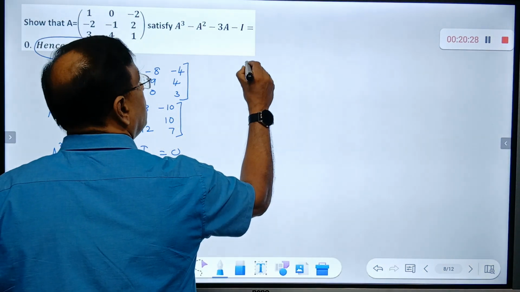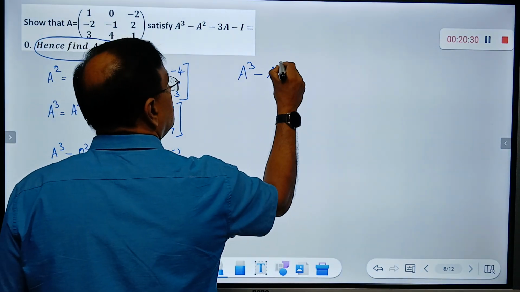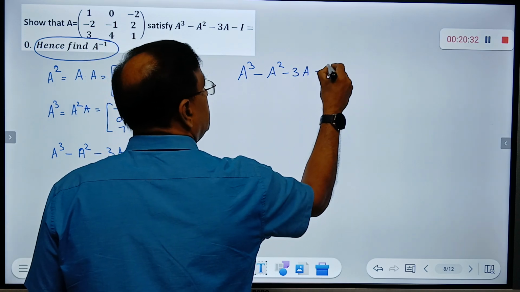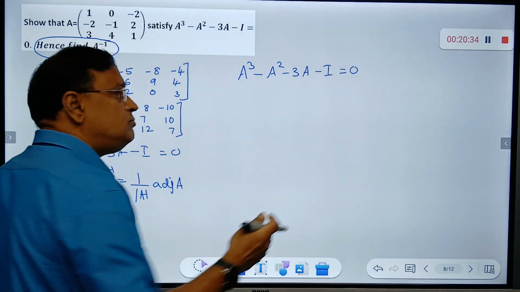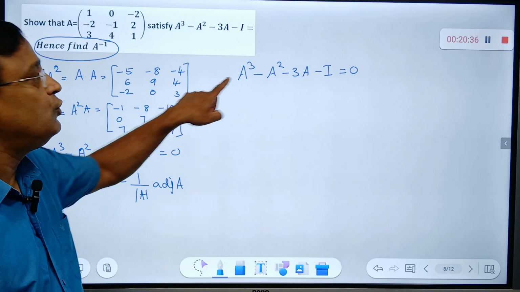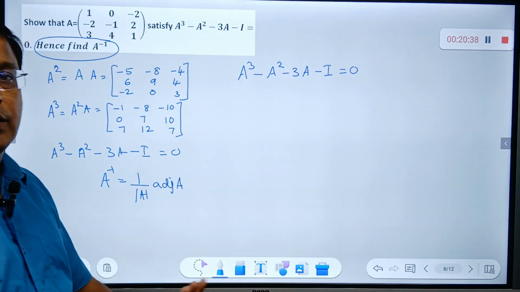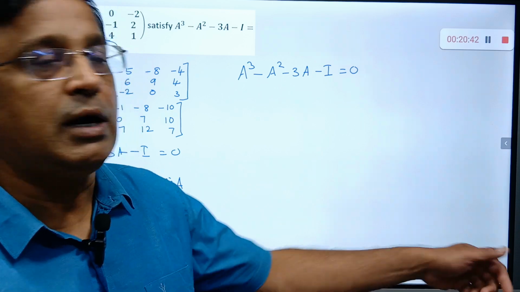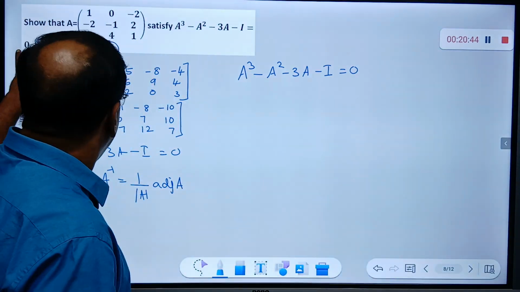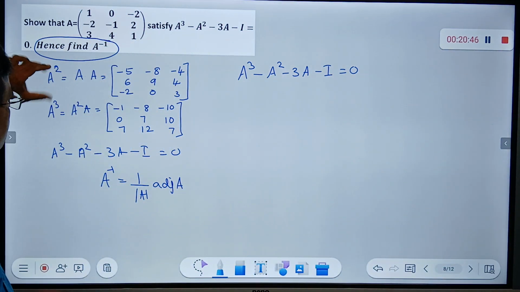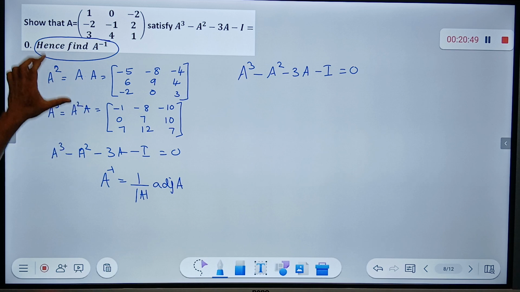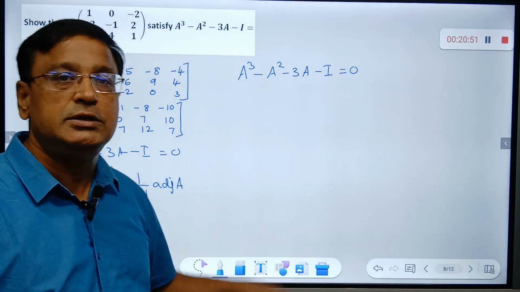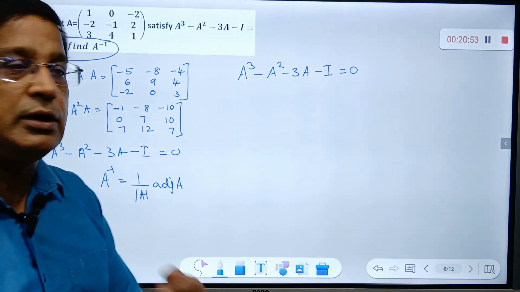So this is A cube minus A square minus 3A minus I equal to 0. I assume that you have done all this and you have verified it. It is your job, I am leaving it to you. In case you are not able to get it, you can always ask me in the comment section. I will put the link to matrix multiplication in the description box so that you are clear about it.